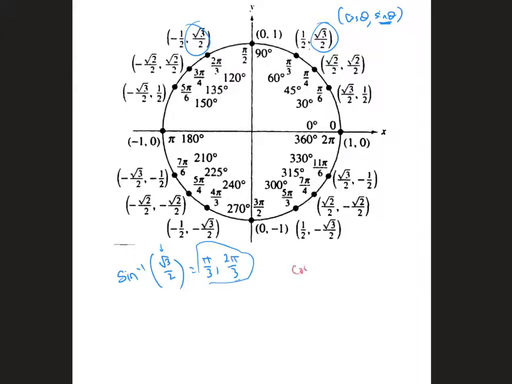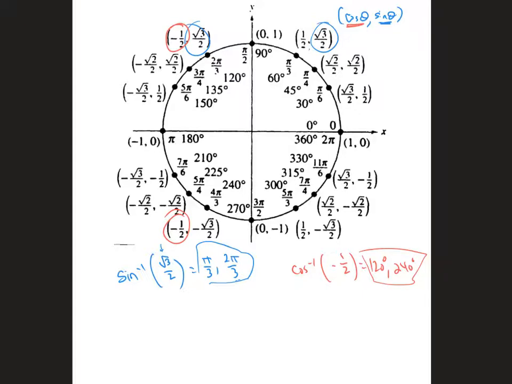Let's do the inverse cosine of negative 1/2. So again, I'm looking for an angle that gives me cosine. Let's do it in degrees this time. Cosine is the x value. So I want any coordinate pairs that have an x value of negative 1/2. So let's see, there's one here, and there's one here. So the degree measures of those would be 120 and 240.